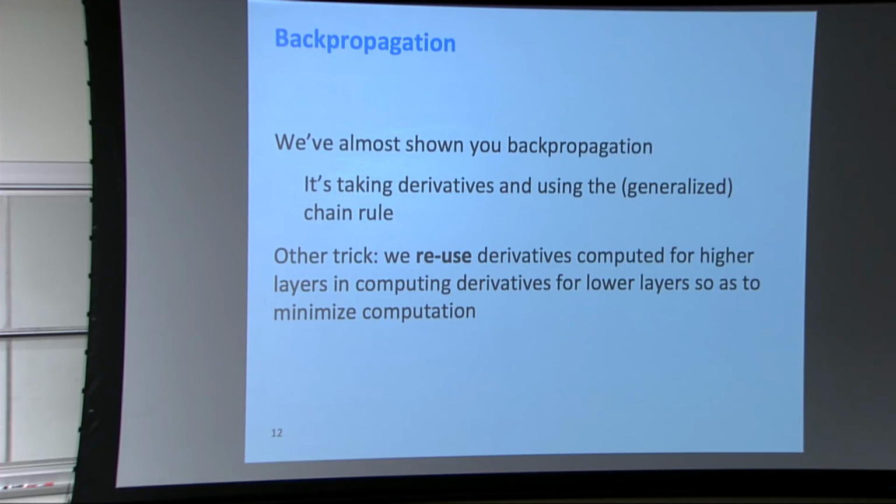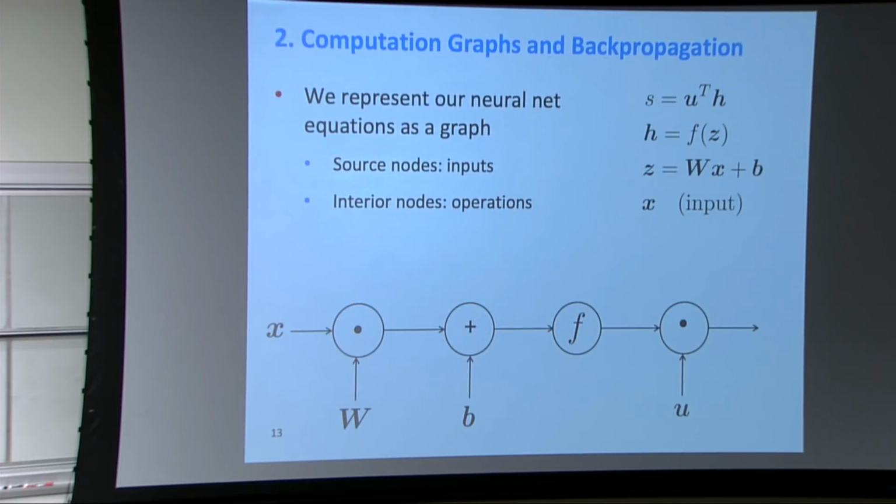Okay, so at this point, that's almost shown you backpropagation, right? Backpropagation is really taking derivatives with a generalized chain rule with the one further trick, which we represented with that delta, which is, you want to be clever in doing this, so you minimize computation by reusing shared stuff. But now what I want to move on to is looking at how we can do that much more systematically, which is this idea that we have a computation graph and we're going to run a backpropagation algorithm through the computation graph.